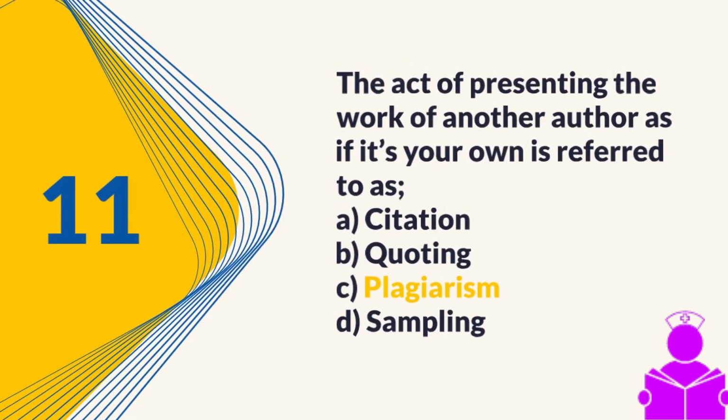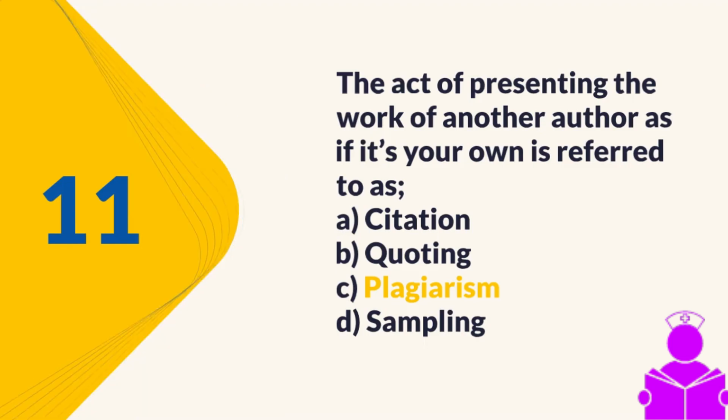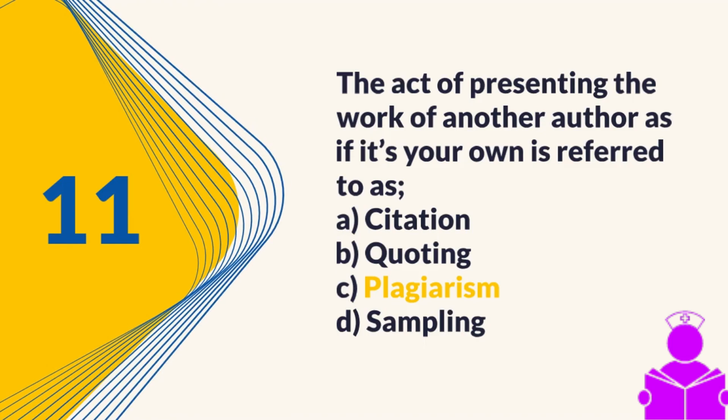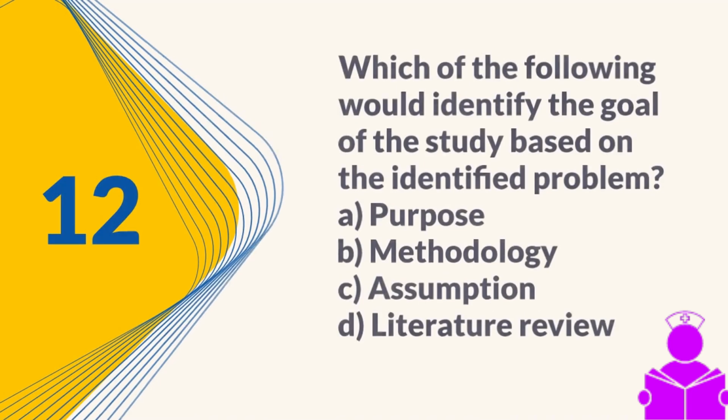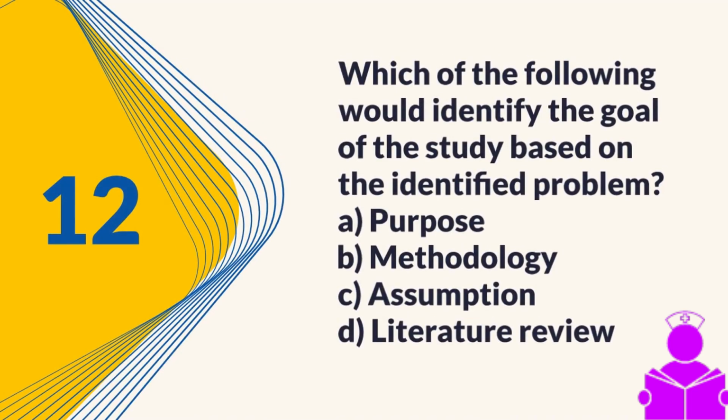Answer, C. Plagiarism, because plagiarism is when someone presents the work or ideas of others as their own without proper acknowledgement. Options A and B are methods of properly attributing the work of others, while option D refers to a different concept altogether. So, the correct answer here is C. Plagiarism.